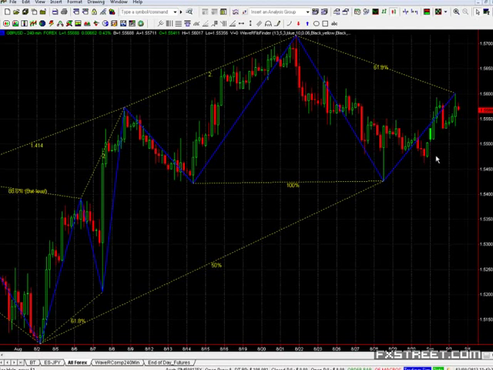But at some point, what it's going to do, it's going to do this. It's going to break that yellow line. It's going to break this other yellow line. And it's going to head on further south. And when it does, then we could get a fairly substantial move right the way on down, and that could be worth a good many hundred pips.